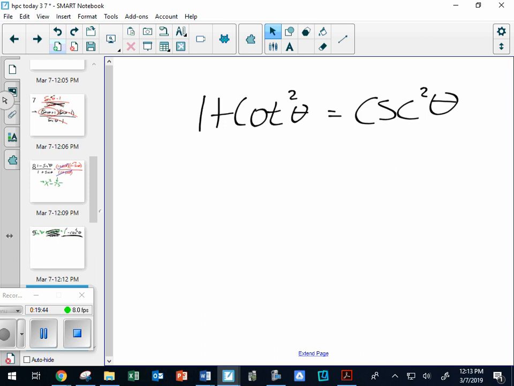There's 2 ways to do it. Who can tell me something I could do to both sides that would leave something that could be factored? Yes, I agree. If I subtract 1 from both sides, then that one's gone, and now cosecant squared minus 1 could be factored into cosecant plus 1 and cosecant minus 1.